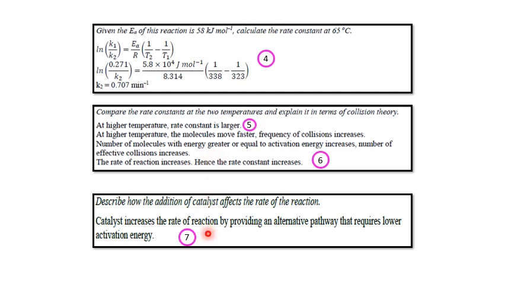Okay, last simple question. What is the function of a catalyst? How does a catalyst affect the rate of reaction? It increases the rate. Catalysts increase the rate of reaction by providing an alternative pathway that requires lower activation energy.